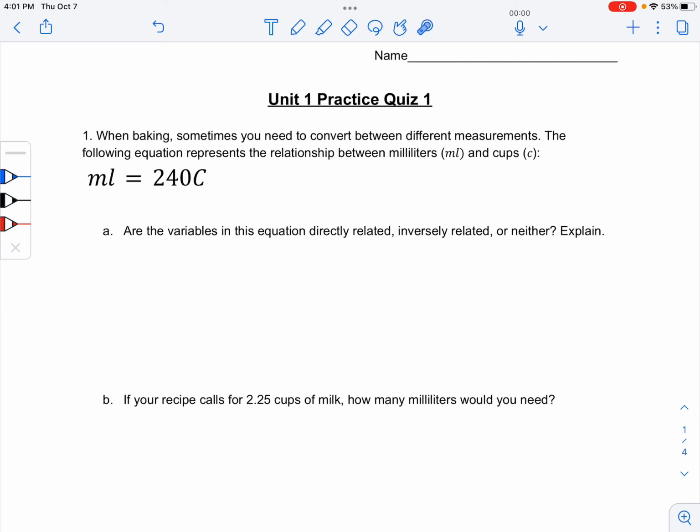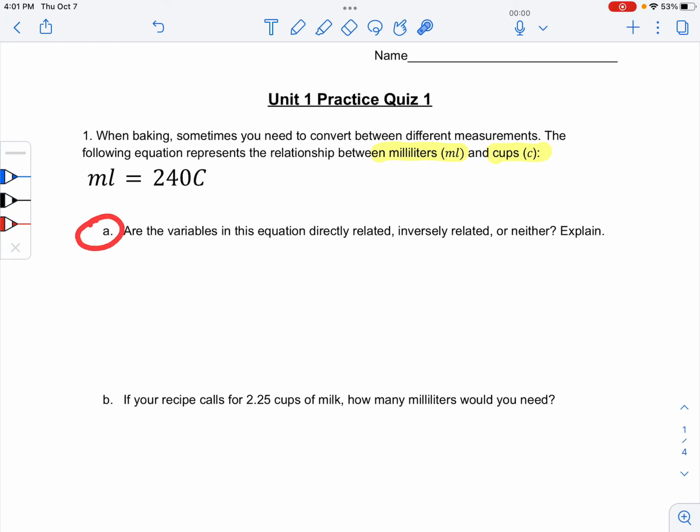Our equation that we're looking at first is here. And always make sure you read what's coming up before that equation, because this is going to tell us what our variables mean. So milliliters is ml, and cups is C. There's a relationship between these two units of measure. The number of milliliters is equal to the number of cups times 240. So for example, 1 cup would be 240 milliliters, 2 cups would be 480 milliliters, and so on.